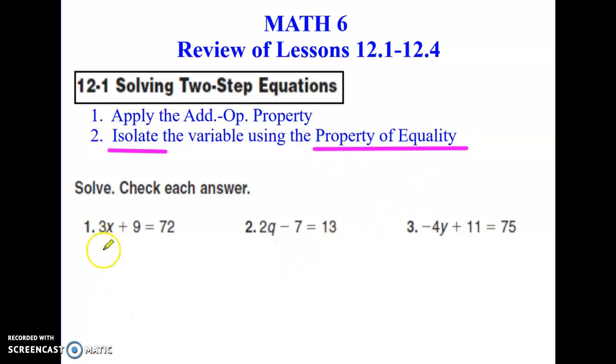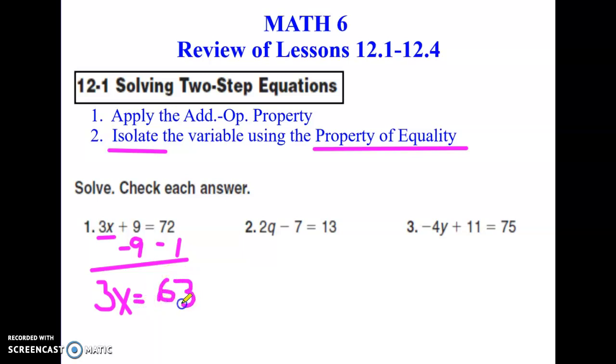On our first one right here, I notice on the left I have a variable all by itself already, so I want that variable to be alone. I want to get rid of this 9. And the way that I'm going to get rid of 9 is to add a negative 9 or subtract 9 from both sides. So my problem then is going to say 3x is equal to 63.